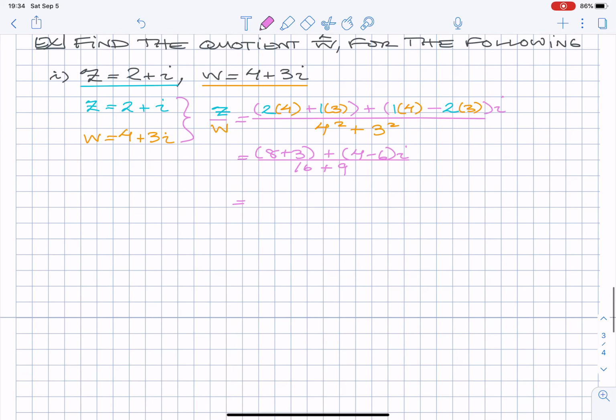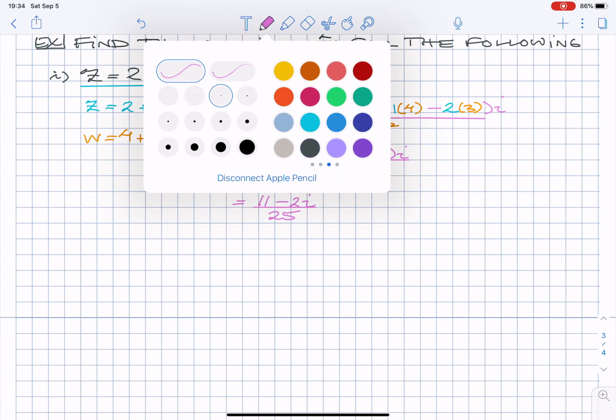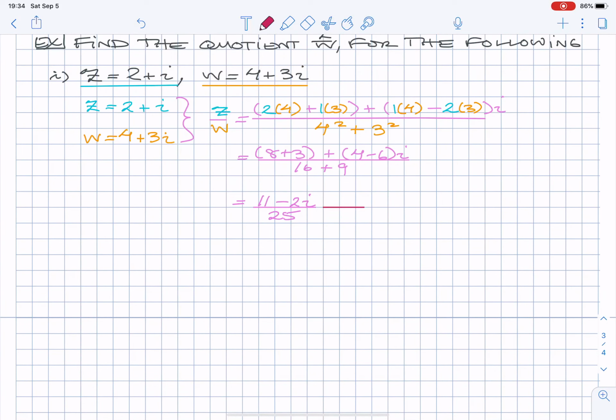So this is what? 8 plus 3 is 11. 4 minus 6 is negative 2. All over 16 plus 9 is 25. So usually the book likes to see a plus bi. So written in pieces, this will be 11 over 25 minus 2 over 25 times I. Okay.